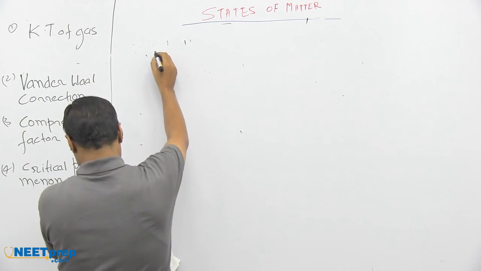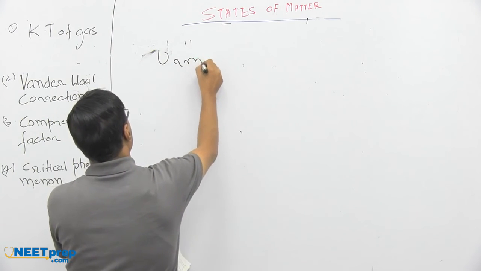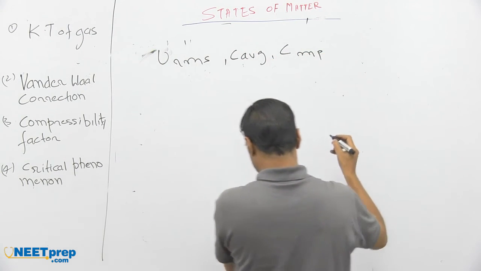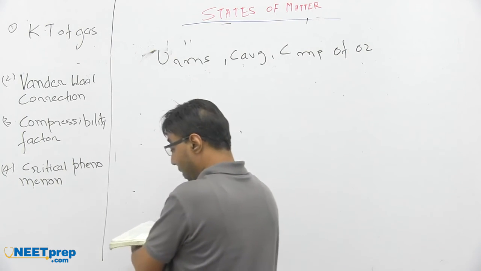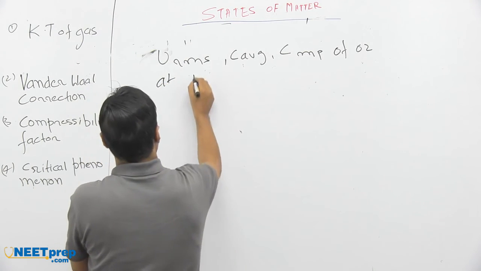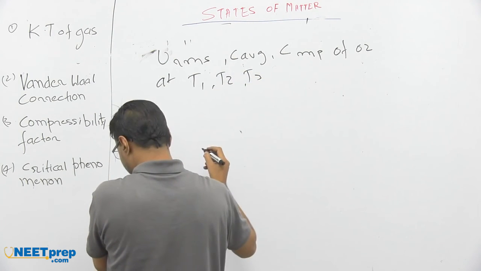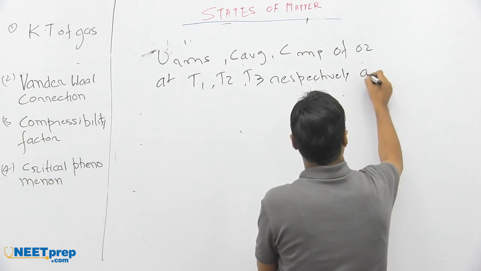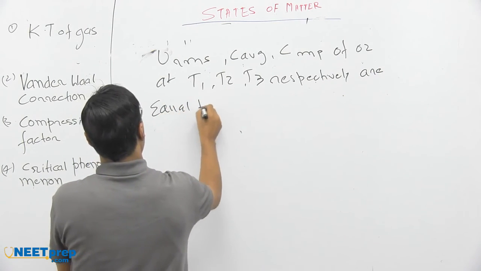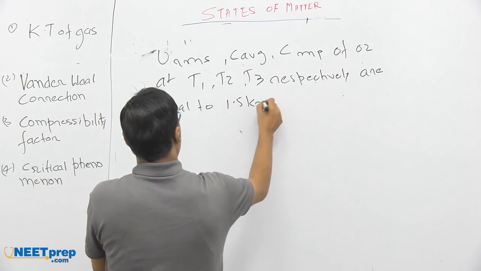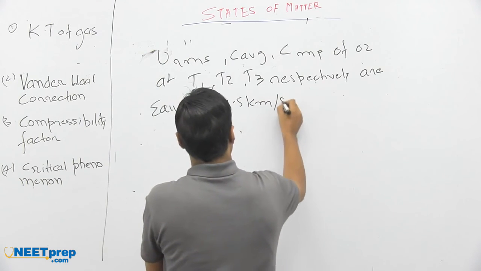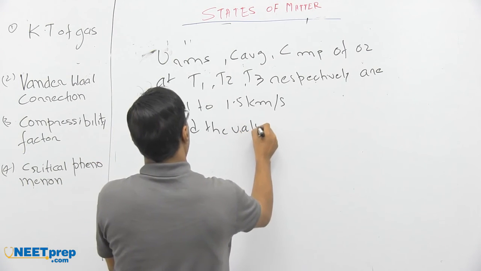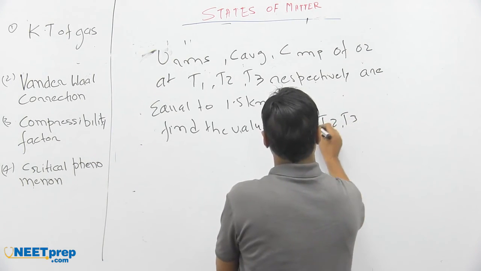Question is: C_RMS, C average, and C_MP of O2 at T1, T2 and T3 respectively are equal to 1.5 kilometer per second. Find the value of T1, T2 and T3.